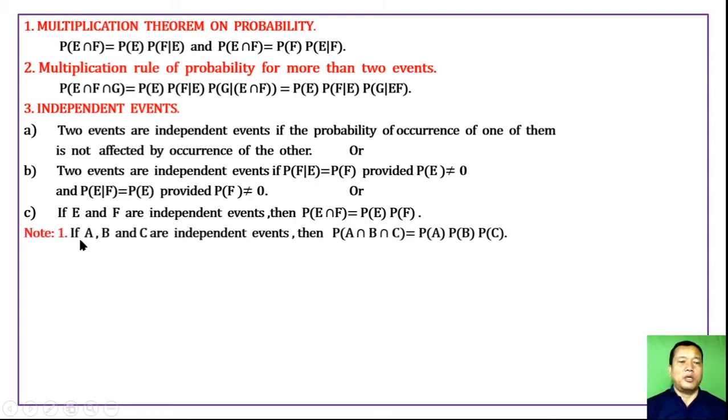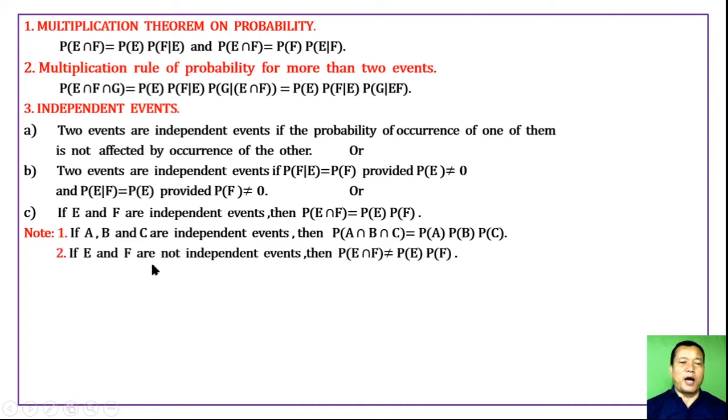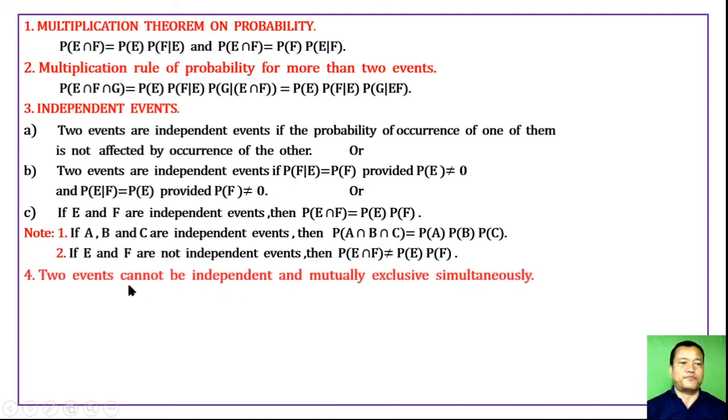Note 1. If A, B, and C are independent events, then P of A intersection B intersection C is equal to P of A into P of B into P of C. If E and F are not independent events, then P of E intersection F does not equal P of E into P of F. Two events cannot be independent and mutually exclusive simultaneously.